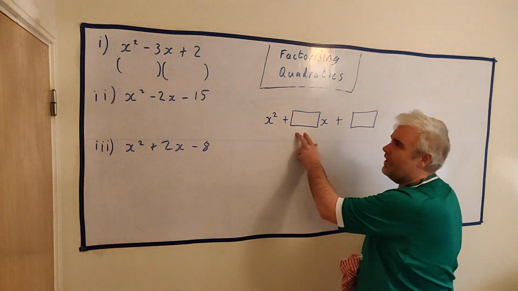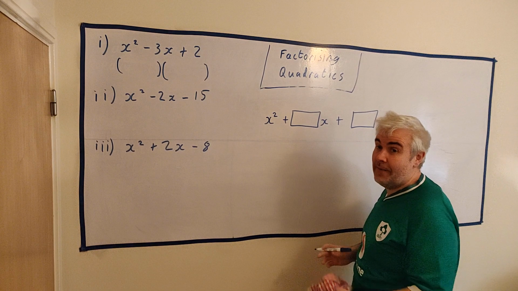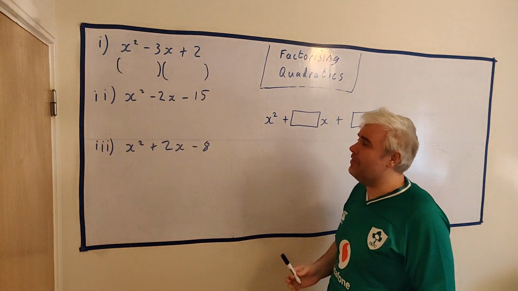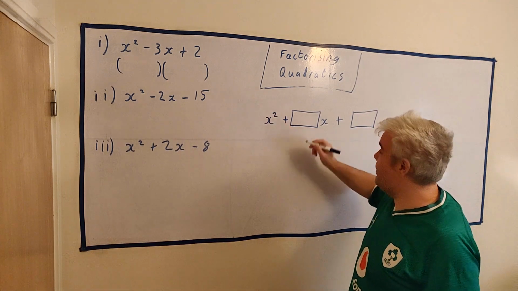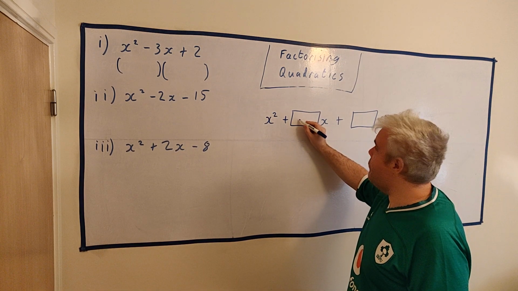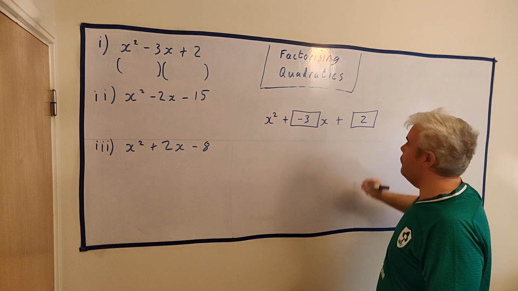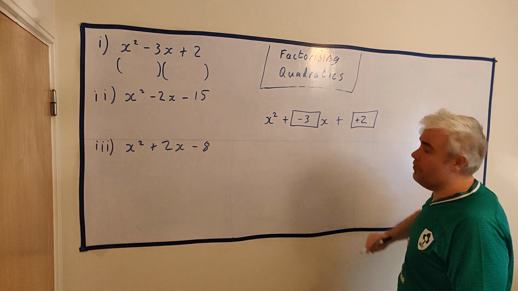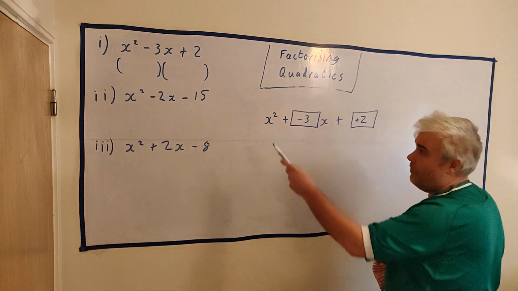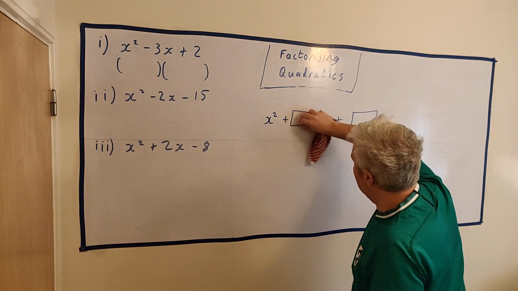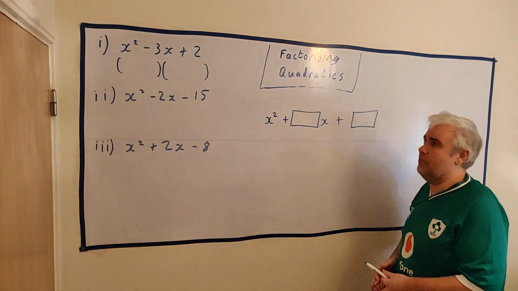Now, you might not believe me that they all look like this. For example, lots of students say, wait a minute, there's a minus here and I wrote a plus. But no, this could be the same. This is x squared plus minus 3x plus 2, or plus 2 if you'd rather. All of these questions can be written in this way.